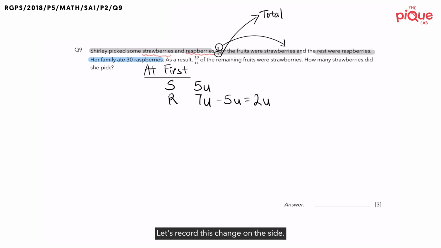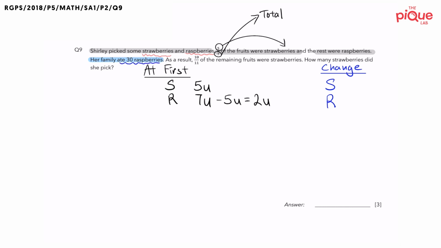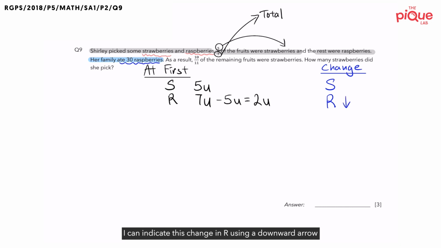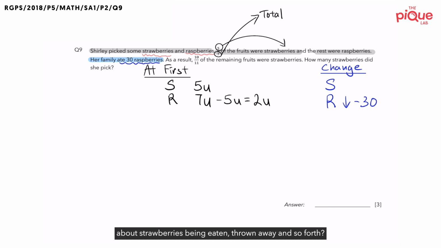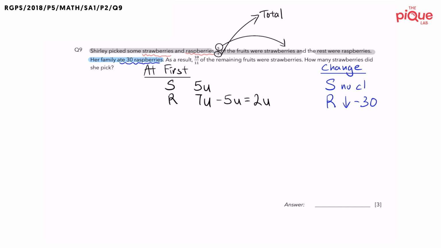Let's record this change on the side. What happened to the number of R's? Since the question mentioned R's, let's work on it first. The sentence highlighted in blue shows us that Shirley's family ate 30 R's. So does Shirley now have more R's or fewer R's? She has fewer R's. I can indicate this change in R using a downward arrow or a minus sign to remind us of the decrease in R's. Was there any change to the S? Did the question mention anything about strawberries being eaten, thrown away, and so forth? The question did not mention. Based on the information we have, we are going to note that S remains the same.